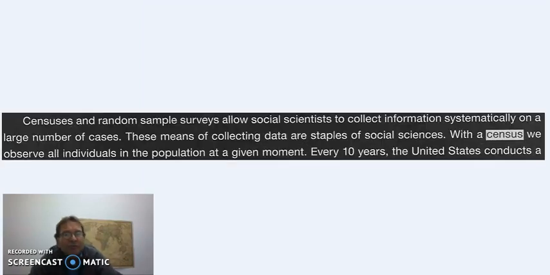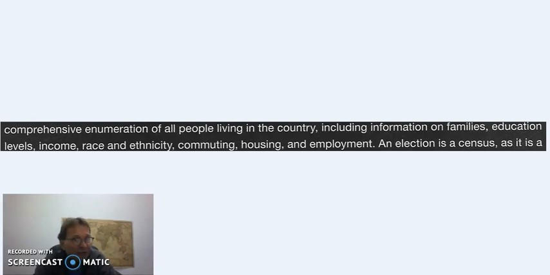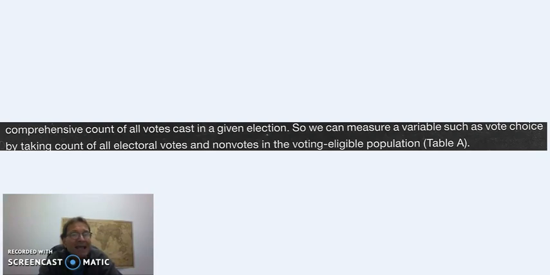Censuses and random sample surveys allow social scientists to collect information systematically on a large number of cases. This means collecting data are staples of social sciences. This is what political scientists are going to do. With a census, we observe all individuals in the population at a given moment. Every 10 years, the United States conducts a comprehensive enumeration of all people living in the country, including information on families, education levels, income, race and ethnicity, commuting, housing, and employment.